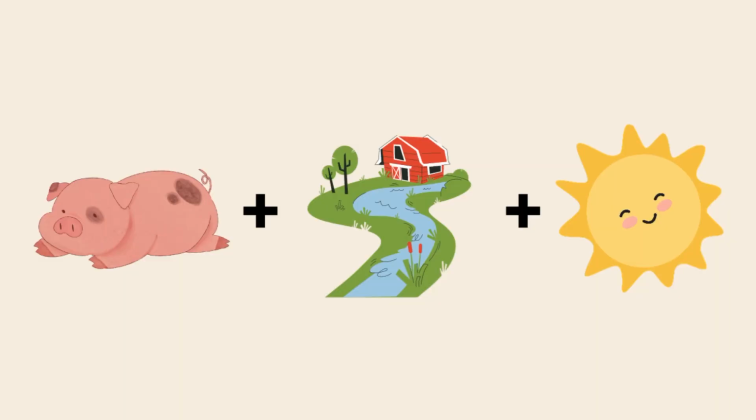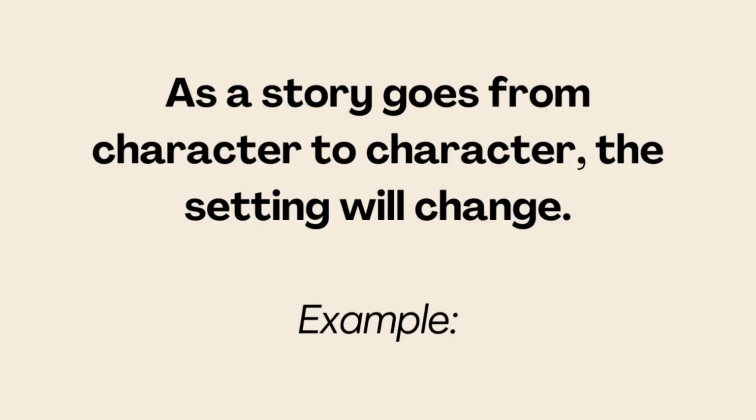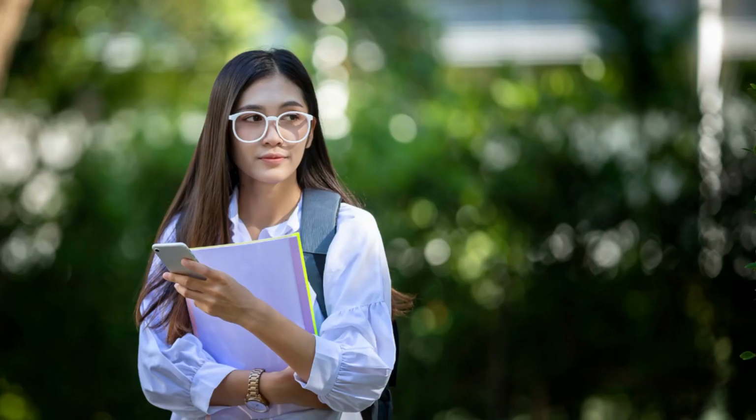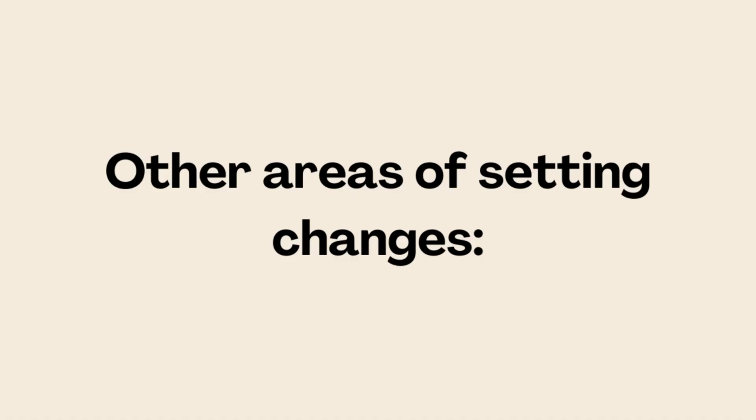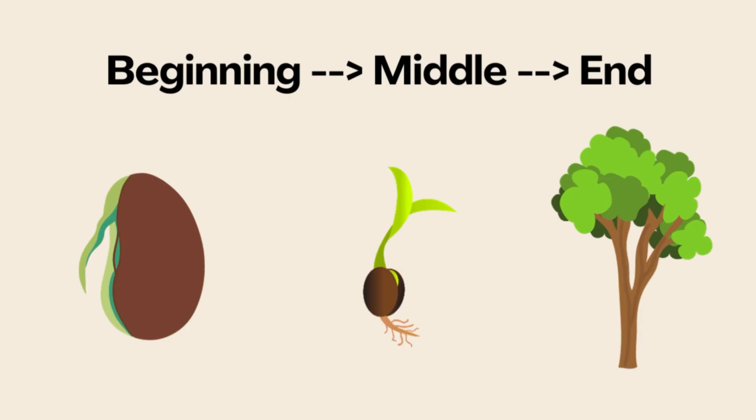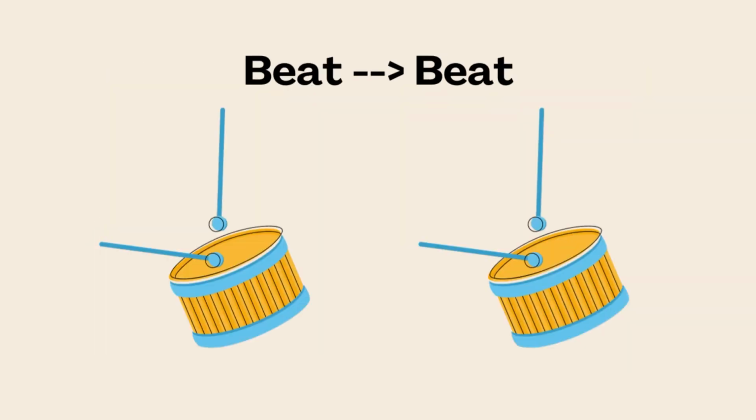Again, setting affects what happens in the story and your characters react to the setting. It's also important to note that the setting and the characters must match well together. It's like having a pig on a farm on a nice sunny day. Keep in mind that as the story goes from character to character, the setting will change. For example, character A starts off at school and character B starts off at work. Other areas to note of setting changes include as the story continues from beginning to middle to end and beat to beat. Let's look at some examples.